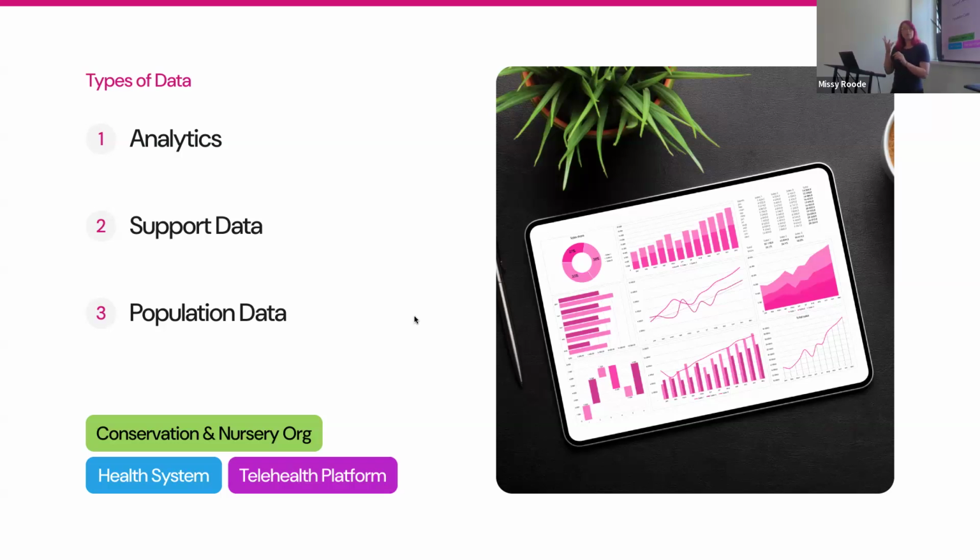I also have three projects that I'm going to showcase in here. I will jump from one to another to illustrate the point. And that's why I have these tags there to help you follow, hopefully, the thread of these projects throughout the entire presentation. So just to be clear, there's a Conservation and Nursery Organization. For those of you who were at Prototype for the Planet, you'll recognize that. That's Borderlands. There's a health system, I guess you could call it a digital transformation. And then there's a telehealth platform.